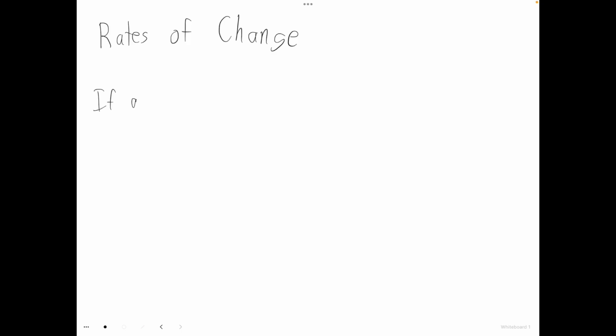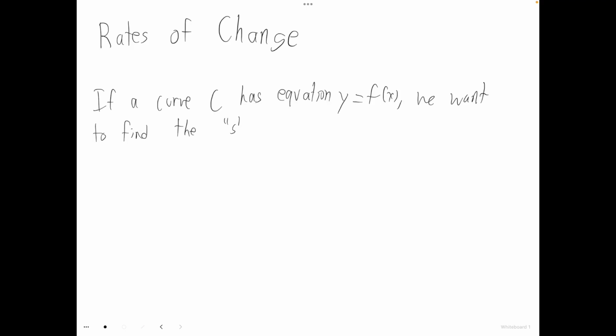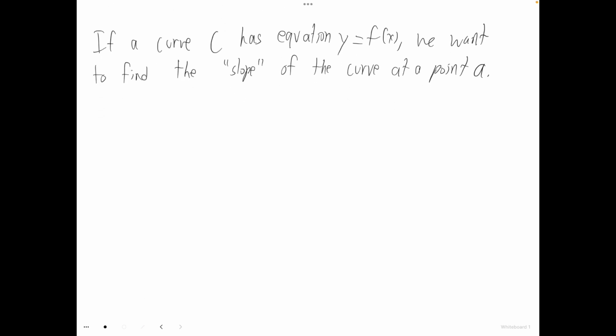So first, we're going to consider the following. If a curve C has equation y equals f of x, we want to find the slope of the curve at a point A. Now, to see what we mean by this, let's look at a graph.